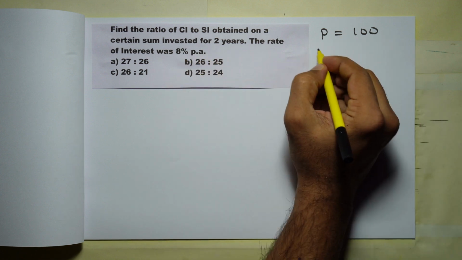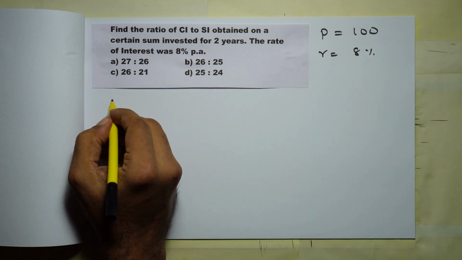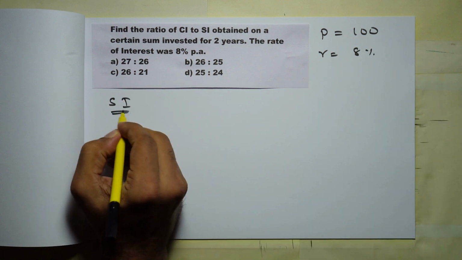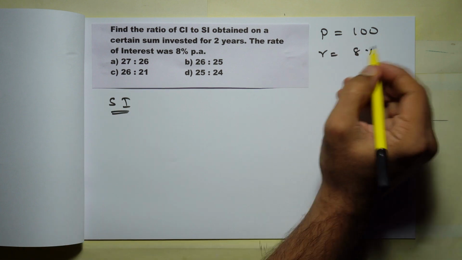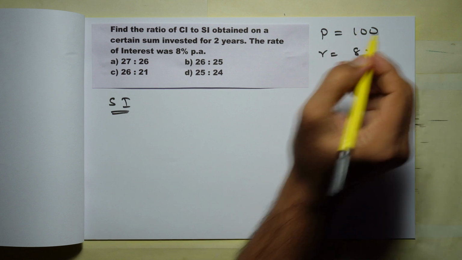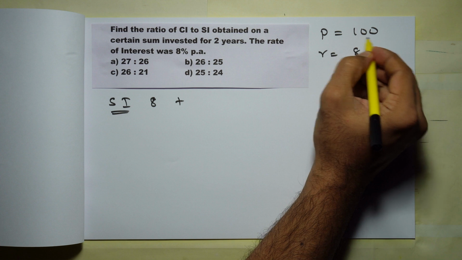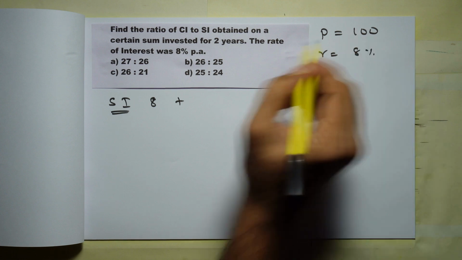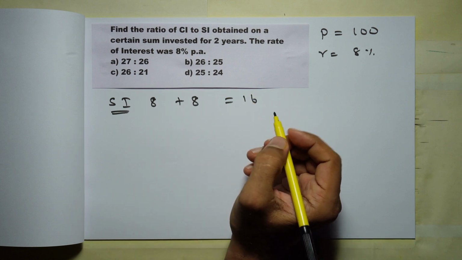Now the rate of interest R is given as 8% per year. So first we'll calculate the simple interest for the first year. Simple interest for the first year is R percent of principal. R is 8%. So 8% of 100 you will get this 8. Second year also again it will be R percent of principal. 8% of 100 you will get this 8. So simple interest for 2 years is 8 plus 8 is 16.